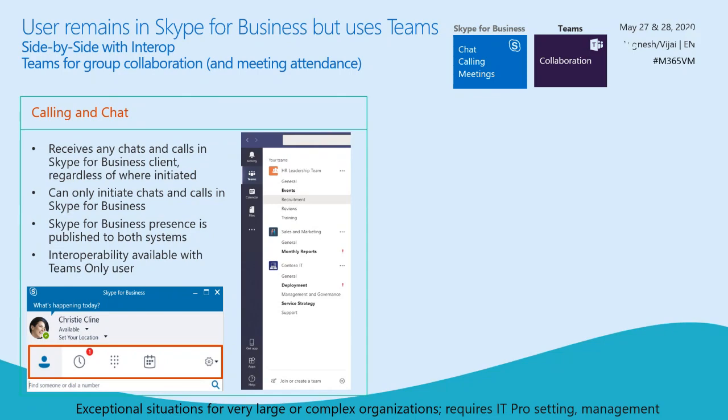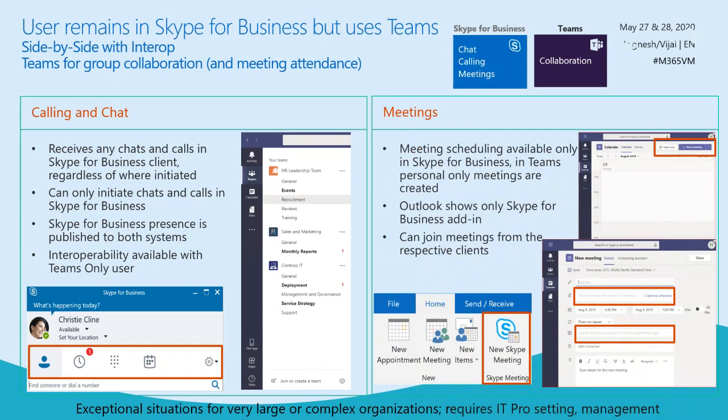Meeting experience: since the meeting experience also would be in Skype only, the reason is all these three things are in Skype for Business. So when you go to Outlook, you will see this particular plugin, New Skype Meeting only, and you can schedule only Skype meetings. But still in Teams, you can see the New Meeting option is available. That is only for a personal meeting, not how you schedule for others within the team.